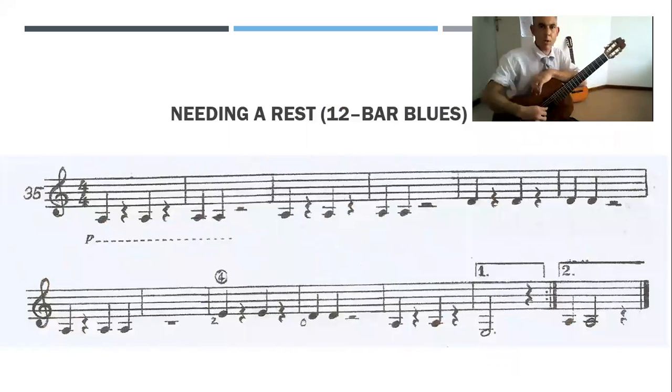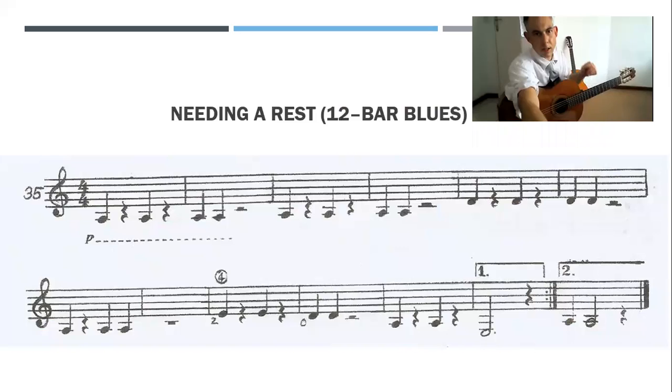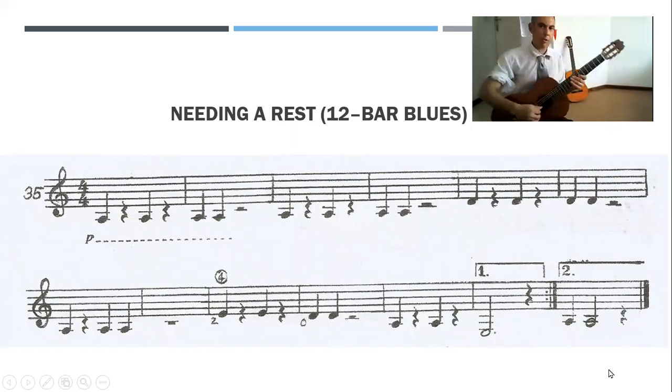Needing a rest, 12-bar blues. So now we've got a combination of crotchet rest, minim rest, and then a whole bar rest there. When we reach the first time, we go back to the beginning. On the repeat, we miss the first time and just jump to the second time. And that's the final ending with a thin line and a thick line there. From the beginning, 1, 2, 3, 4.